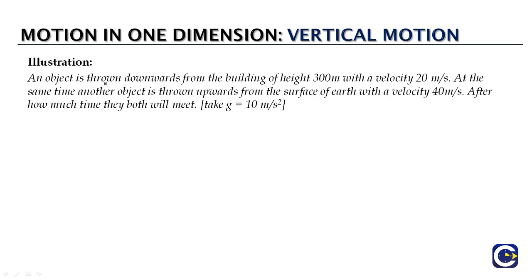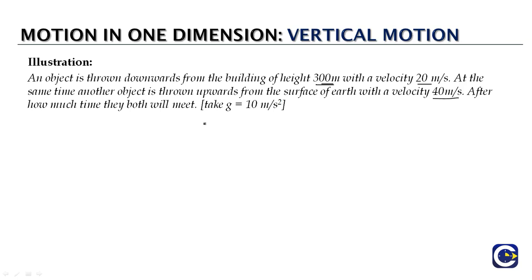So we have an object thrown downwards from the top of a building of height 300 meters with a velocity 20 meters per second. At the same time, another object is thrown upwards from the surface of the earth with a velocity 40 meters per second. After how much time they both will meet?